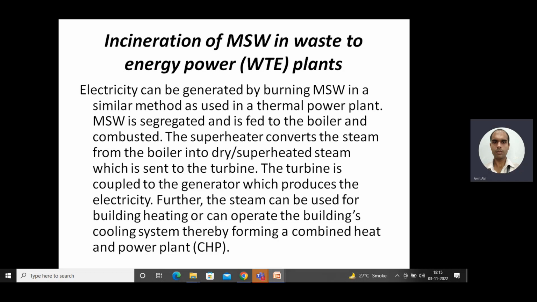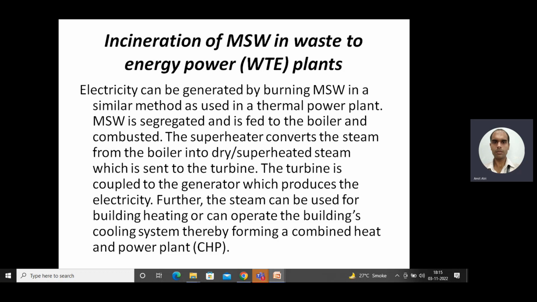A similar type of operation is being performed in a waste to energy power plant. Instead of coal, the municipal solid waste is burned there. So the heat produced from the burning of municipal solid waste is used for production of steam.